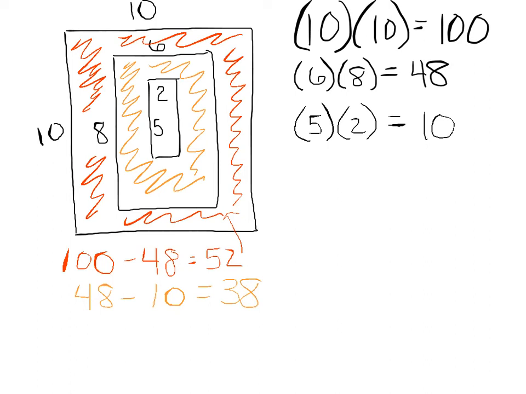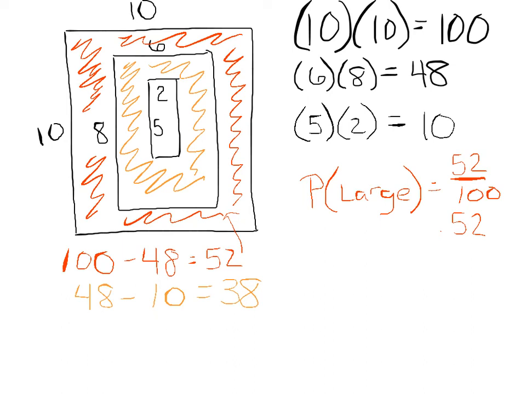So the probability in this case is all going to be based on that 100 that we found to be the overall size. That's my total area. If I want to find the probability that I'm going to end up in the red section, which we'll call the large section, it's going to have to be 52 divided by 100, which is 0.52. That's the probability of me landing inside the red section.